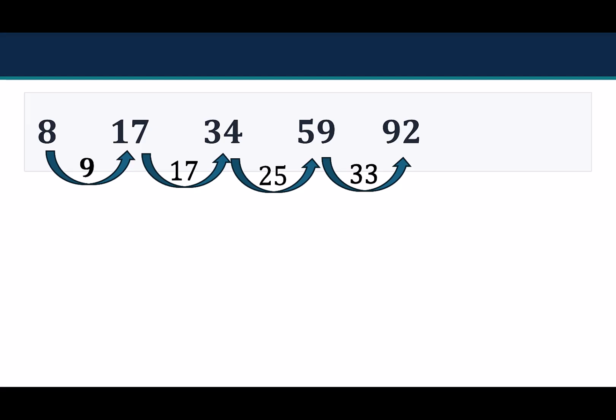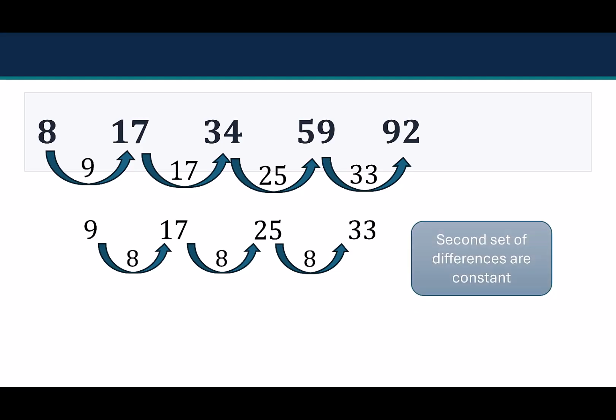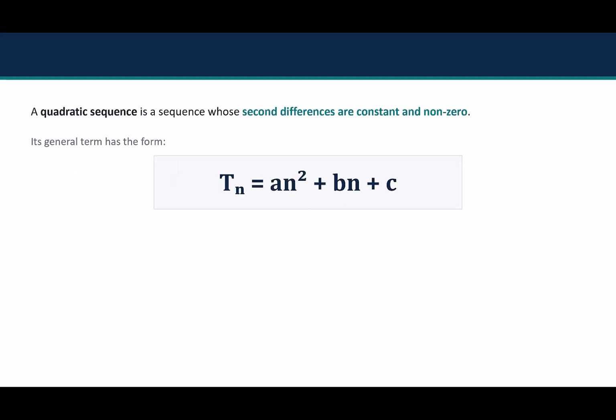So let's take a look at these values. The difference between 9 and 17 is 8. The difference between 17 and 25 is also 8, which we see one more time when we go from 25 to 33. So what we found is the second set of differences are constant, and this is how we spot a quadratic sequence. A quadratic sequence is a sequence whose second differences are constant and non-zero.